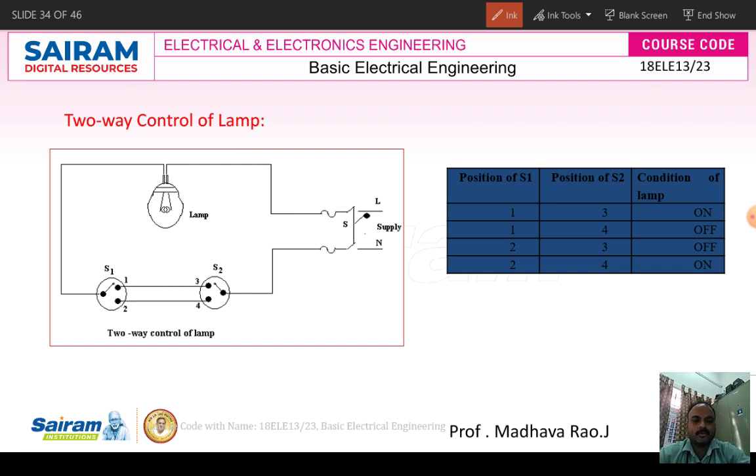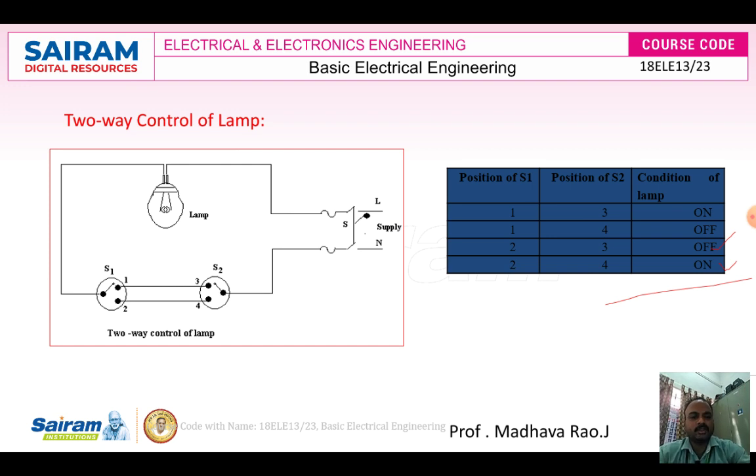And one more person is entering from downstairs. Now he changes position 1 to position 2, the lamp will be on. Then he reaches the top of the staircase, and switch 2 is changed from position 4 to position 3, and the lamp will be off. So these are the different case studies. This is one of the important questions, so you have to learn and practice this question well.